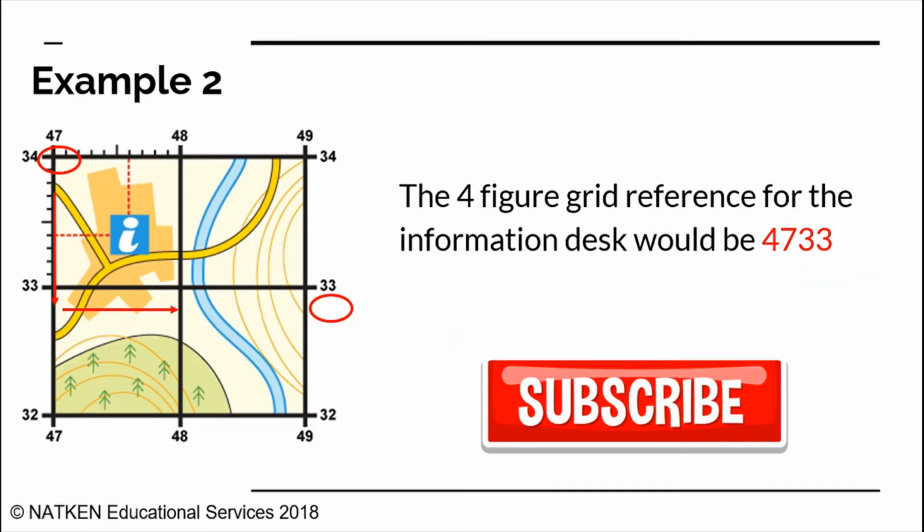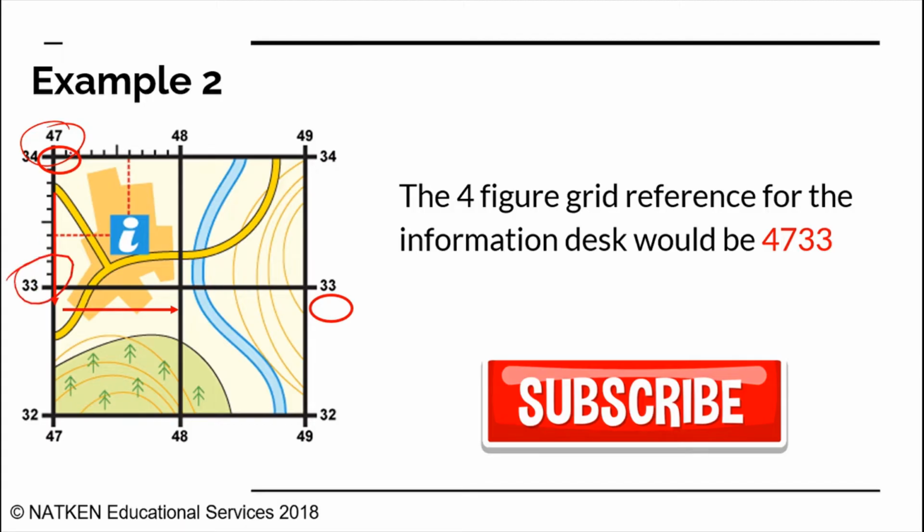Let us look at another example. So the 4-figure grid reference for the information desk is what we need to find. So this is the symbol for the information desk here, and we are seeing the grid that the information desk would have been in. So here's the information desk. We are seeing our easting line here, which is 47, and then coming down, when we are ready to go across, we would see our northing line, which is 33.